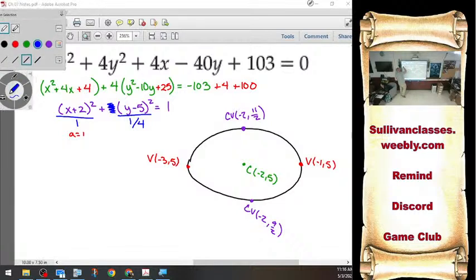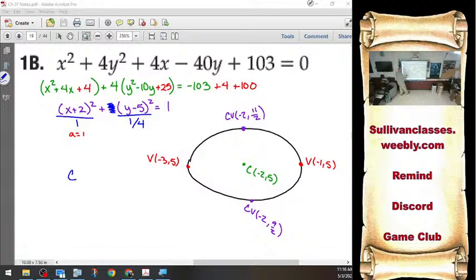My foci. C is the square root of 1 minus 1/4, which is the square root of 3/4, which is the square root of 3 over the square root of 4, which is the square root of 3 over 2.